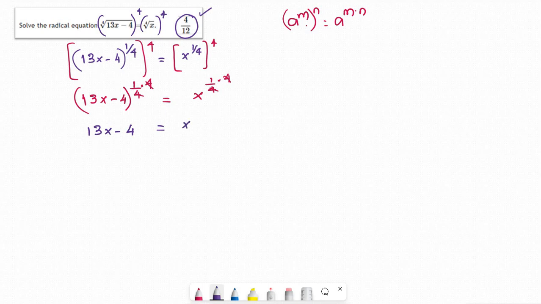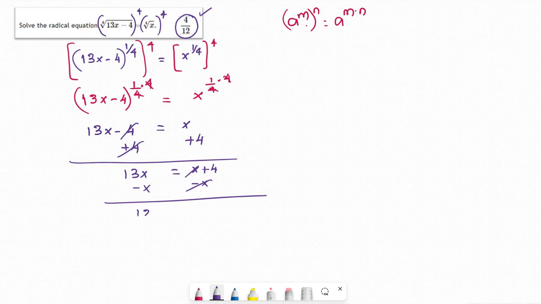That's it. So now we can eliminate that. First we want to add 4 here, and 4 here, so they cancel out. 13x is equal to x plus 4. Now we want to group the x terms together. So we want to eliminate that x from here, so we subtract x from here also. They cancel out. So 12x is equal to 4. Divide both sides by 12. So 12 cancels out. You will get x is equal to 4 over 12. And that was our answer. And we can simplify this again as 1/3.